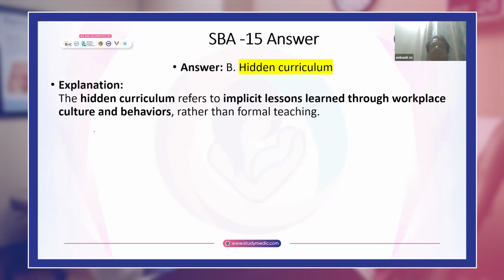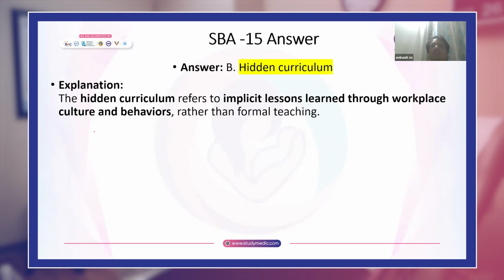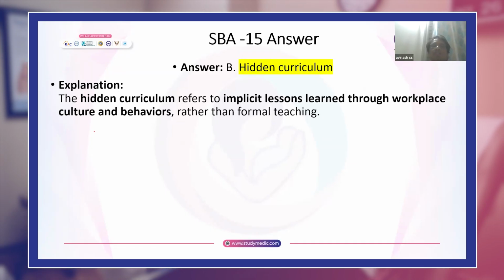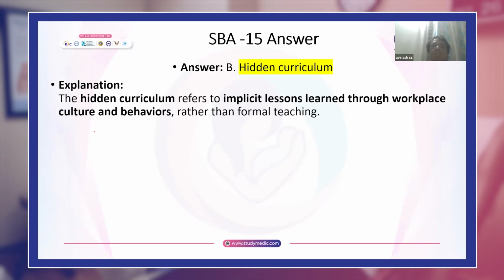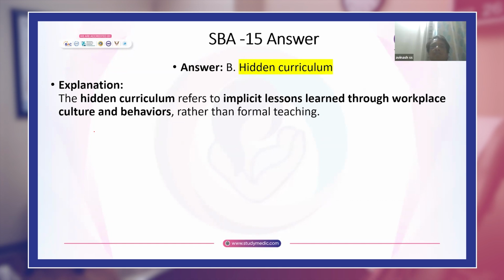Hidden curriculum refers to the implicit lessons learned through workplace-based culture and behaviors rather than formal teaching. Formal teaching happens, informal teaching happens outside the teaching hours. Whereas this hidden curriculum is implicit learning that is happening. So that is the difference between other types of learning.